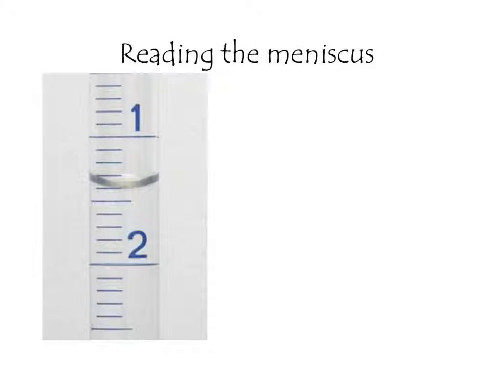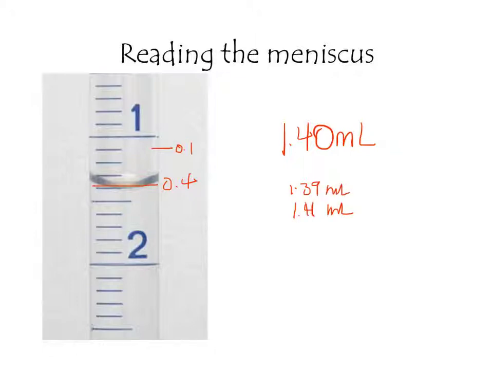So if we take the next one, for example, the bottom of the meniscus is right there, and each one represents 0.1 milliliter. So this right here is about 0.4 milliliters. So I would put 1.40 milliliters. Now you could have also written 1.39 or 1.41. Those are all acceptable values. Now I hope you guys remember how to do this. Let's go ahead and move on.